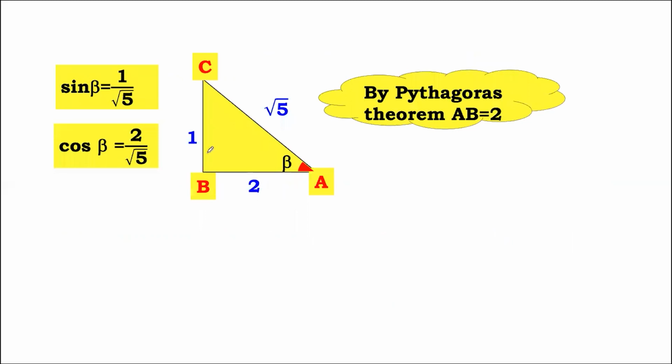See, in Pythagoras, we know that if this is a right angle triangle, this is 1. For angle beta, this is the perpendicular. For angle beta, this is the base, right? So sine beta and cos beta are these two. We know that AB is given as 2. By the Pythagoras theorem, if these two are given we can find this, or if these two are given, we can find this.